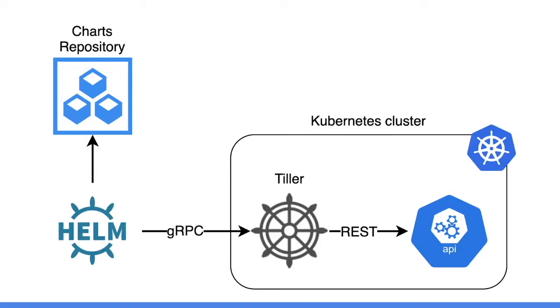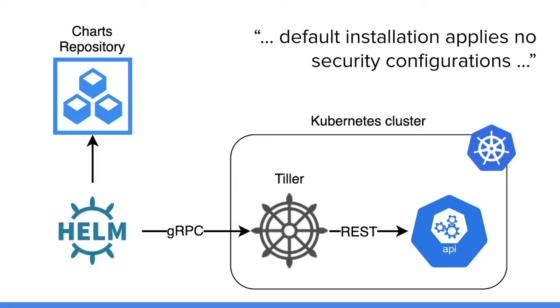Another vector for lateral movement that's worth exploring is Helm. Helm is the package manager for Kubernetes. It allows you to deploy Kubernetes applications called Helm charts. There's 2 major versions of Helm in use today, version 2 and version 3. And version 2 requires you to run a service called Tiller within your cluster that has privileged access to the cluster and does the actual deployments. Your workloads might be able to access Tiller and might be able to leverage that privileged access within the cluster. And this phrase is from Helm documentation: default installation applies no security configurations.